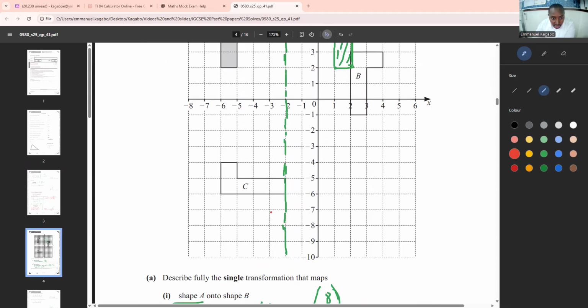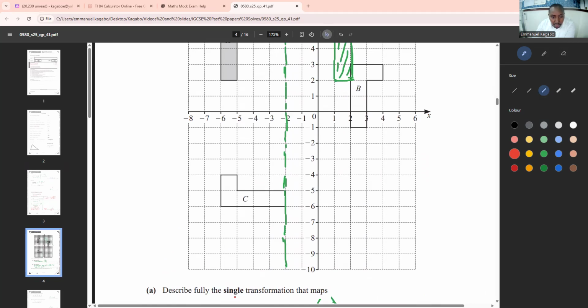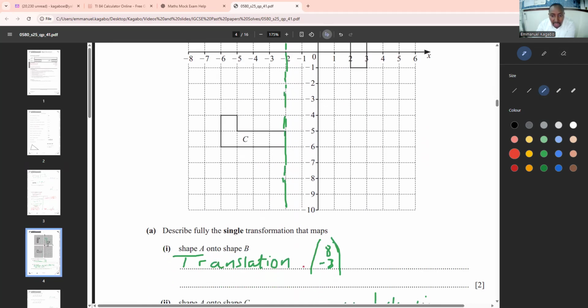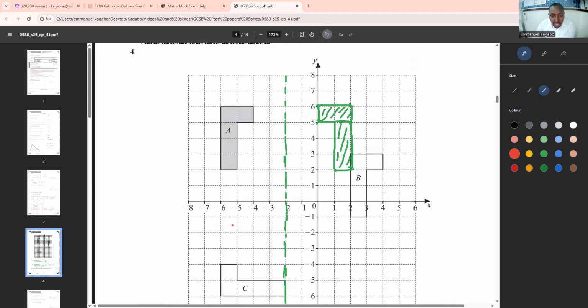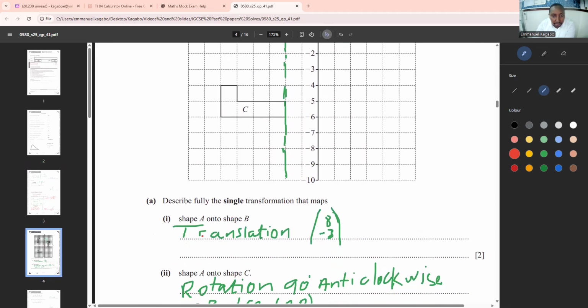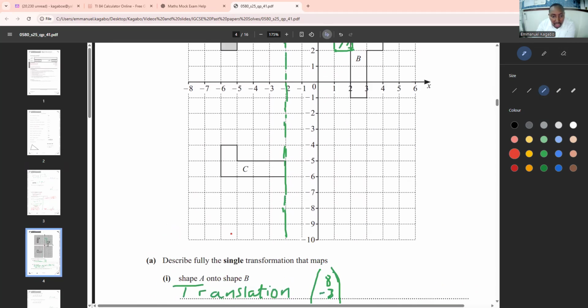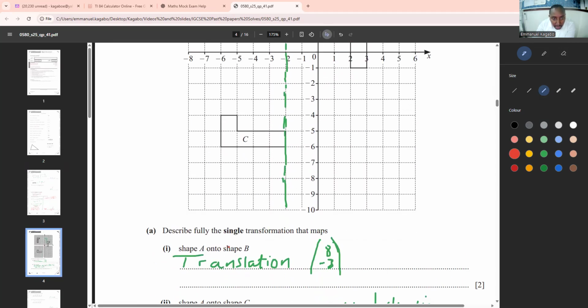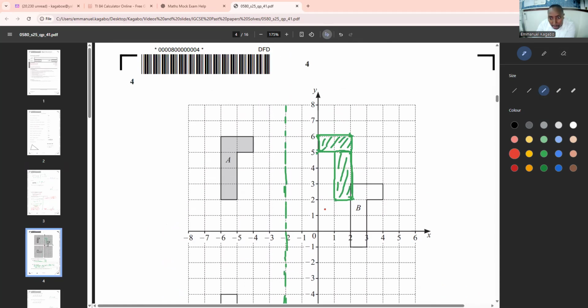The next question is about transformation. The question says, describe fully the single transformation that maps shape A to B. The B is here. Do you see that? So this is my shape A to B. What transformation happened? So I can pick 1 point. Let me pick this one. It starts from here.